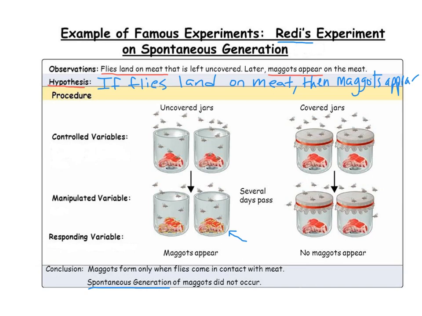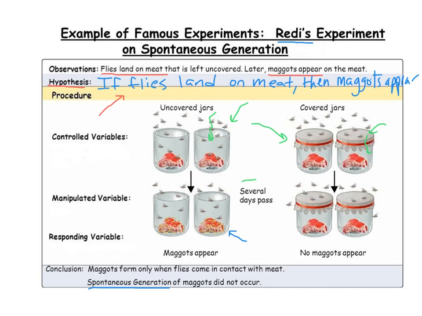Now, hopefully you wrote something kind of like this. Redi believed his hypothesis was, if flies land on meat, then maggots will appear. Now, what Redi did to test this was pretty straightforward, pretty simple. He got two groups. He had a control group of meat that was in jars that were uncovered, so the flies could get in there. Then he had the experimental group, the same type of meat, but this time he covered it with a cloth covering where air could still get in, but the flies, they couldn't get in there to touch the meat.